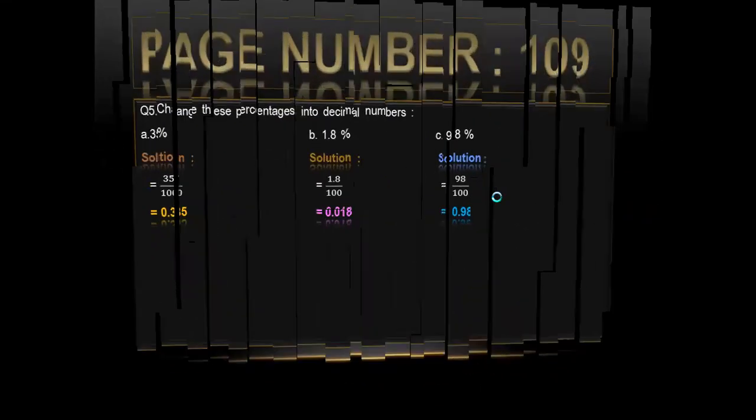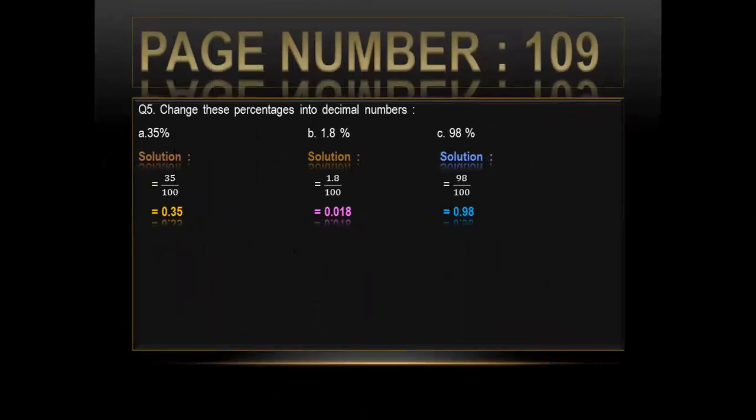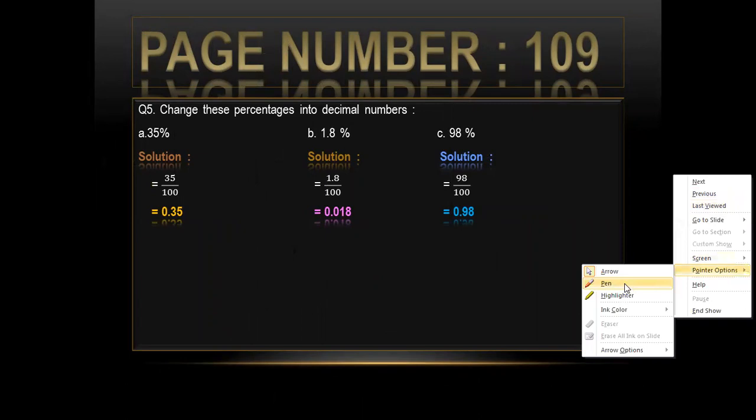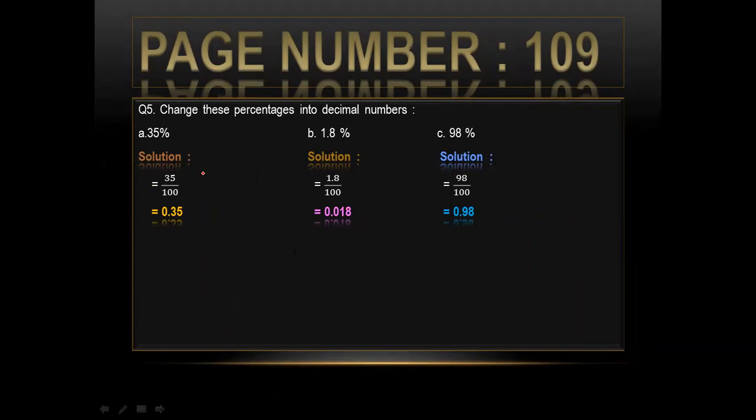Question number 5, change these percentages into decimal numbers. Now percentages are given. Percentage means percent upon 100. We divide each number by 100 and after dividing, we write the answer either in decimal or as a whole number. The first part is 35 over 100. When you divide, because there are two zeros, we directly write here 0.35.